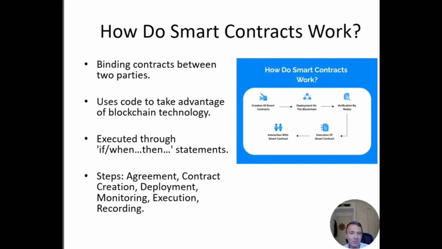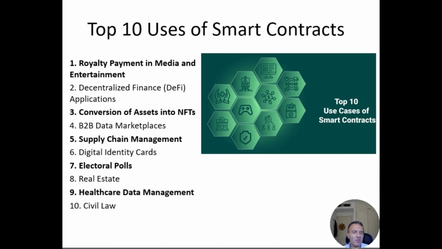So the blockchain needs to start tracking the agreed upon conditions, and then followed by execution, where the contract executes a series of actions when conditions are met. And then finally recording, the transaction and its outcome are actually recorded on the blockchain. What are the top use cases of smart contracts?